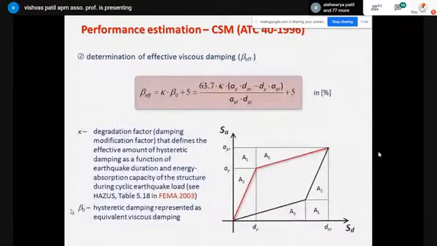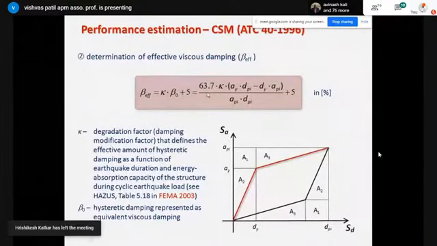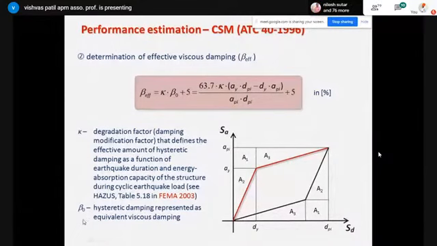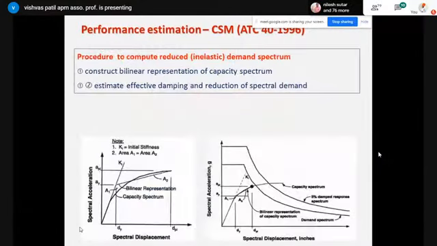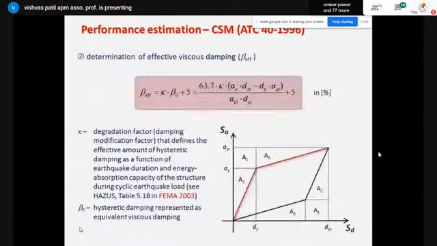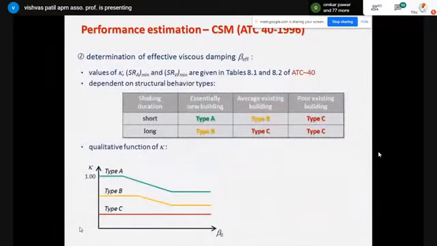In this, these parameters are required, and K in this equation is called the degradation factor, which is to be taken from that particular table, FEMA 2003. This is the table given in ATC-40 regarding the degradation factor K.